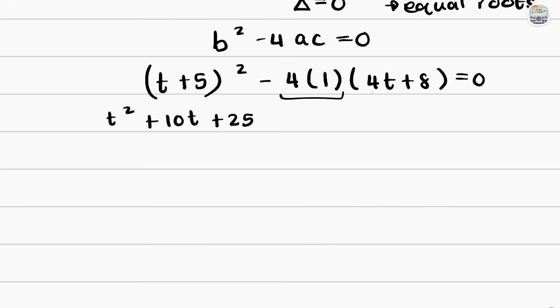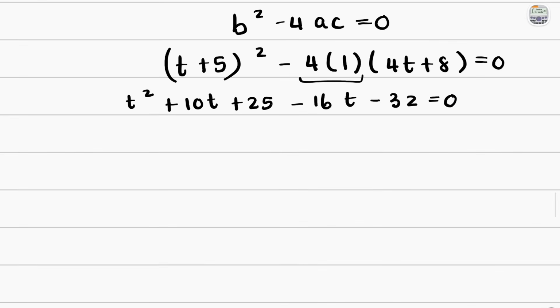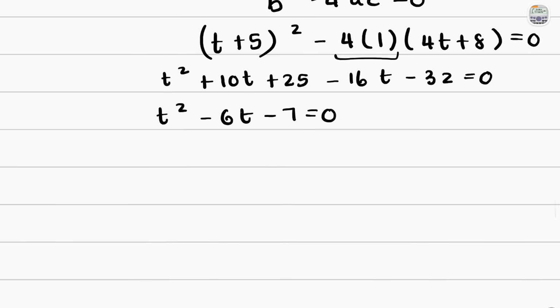So negative 4 times 4t is negative 16t. Negative 4 times 8 is negative 32. So it's equal to 0 and solve for t. So t squared, 10t minus 16t is negative 6t. 25 minus 32 is negative 7, is equal to 0.